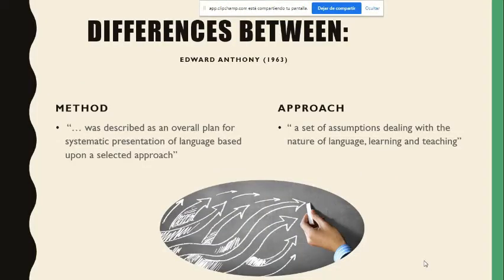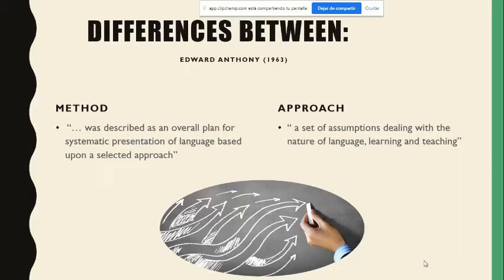We will start talking about the difference between method and approach. Method was described as an overall plan for systematic presentation of language based upon a selected approach, while approach is a set of assumptions dealing with the nature of language learning and teaching.